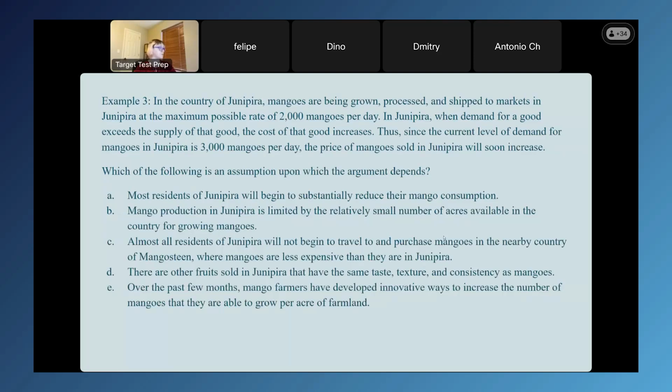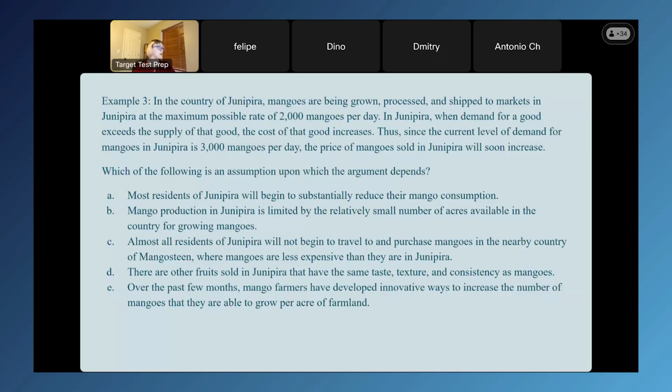A, most residents of Junipero will begin to substantially reduce their mango consumption. This would weaken the conclusion because if they reduce their mango consumption, then the demand would go down and perhaps the price would not increase because demand might go down to meet the current supply. B, mango production in Junipero is limited by the relatively small number of acres available in the country for growing mangoes. This explains the premise, I suppose, that they are already producing them at the max of 2,000 mangoes per day. But again, we do not need to have that explained. We already have the information we need.